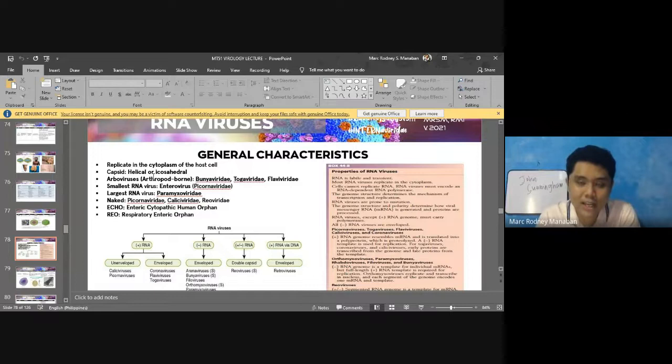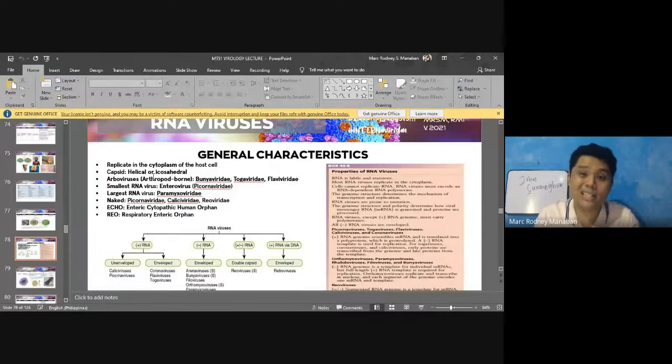Why is it called orphan? It's because these viruses were first discovered before associating them with any disease. The virus itself was discovered first, and no disease had been found yet. Because usually viruses are discovered from the disease. But ECHO and Reo viruses were discovered before the disease. Okay? So that's why it's called orphan.